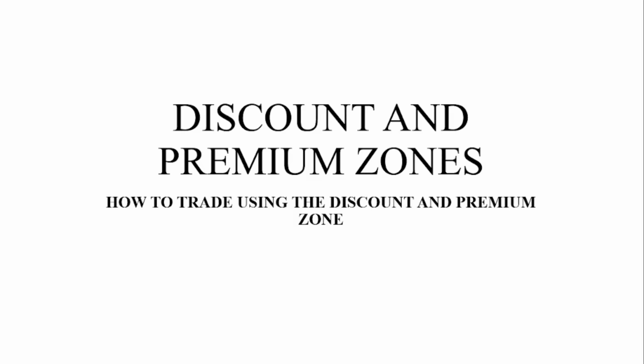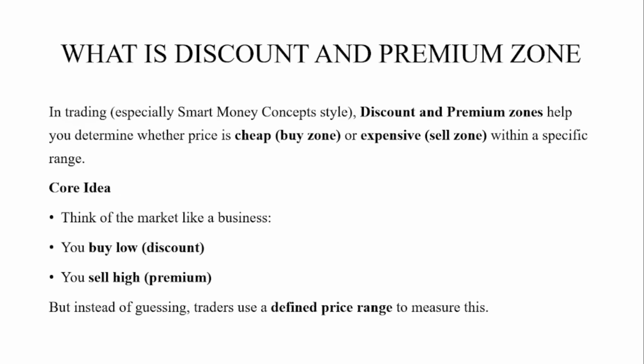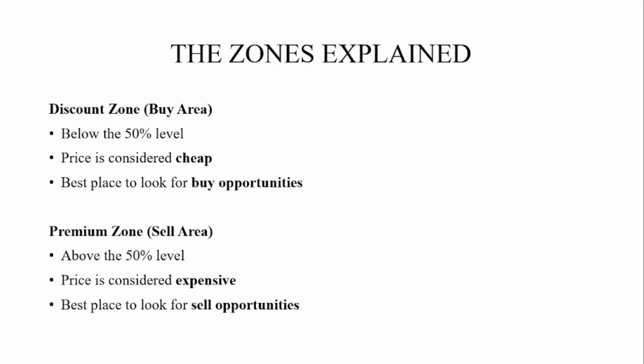In this video, I'm going to show you how to trade using the discount and premium zone. First things first, let us know what the discount and premium zone is all about. In trading, especially smart money concept style, that is the SMC style, discount and premium zones help you determine whether price is cheap or expensive within a specific range. Think of the market like a business. You buy low, you sell high. But instead of guessing, traders use a defined price range to measure this.